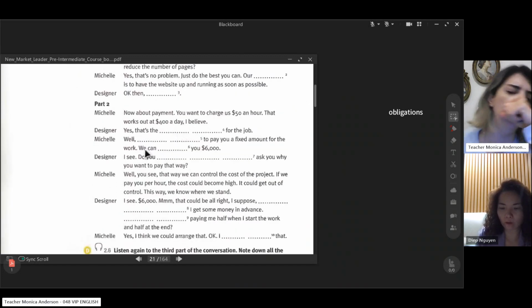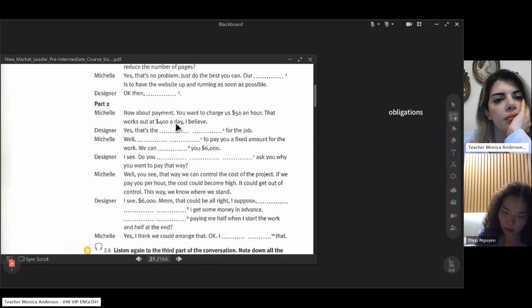Now, about payment. You want to charge us $50 an hour. That works out at $400 a day, I believe. Yes, that's the normal fee for the job. Well, we'd prefer to pay you a fixed amount for the work. We can offer you $6,000.